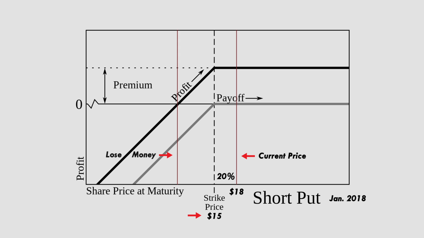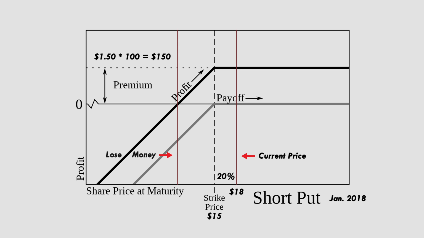And if it does, I receive a $1.50 premium per share. Now I sold one contract, which is 100 shares, so in return I receive $150. Now this $150 is mine no matter what. And the only way for me to lose money is if the stock goes much more below the strike price.